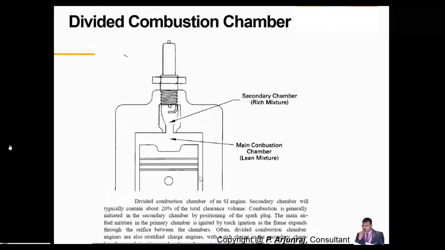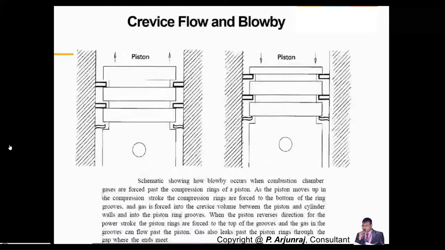As I told you, different types of losses are happening in an engine: blow by loss, blowdown loss, pumping loss, time loss, heat loss. One important loss is the blow by loss, where the exhaust gas leaks past the piston and ring. That is nothing but a blow by loss. So you need to reduce the blow by loss, and when you reduce it, your engine efficiency is also going to be higher.